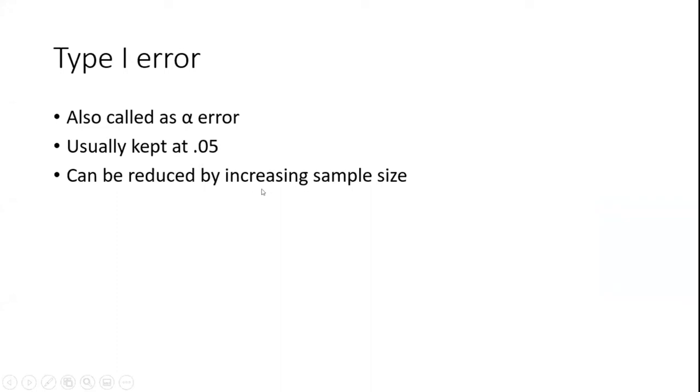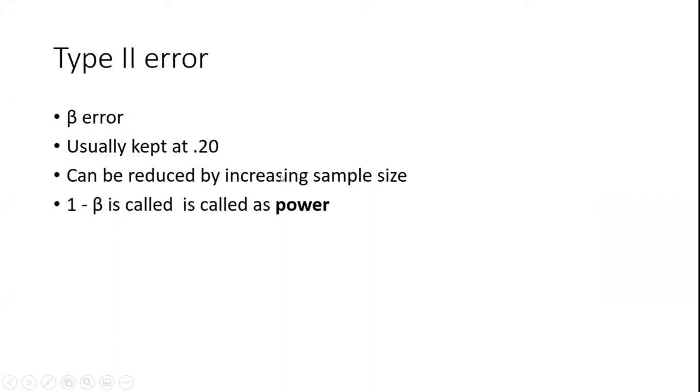How do you reduce it? By increasing sample size. Type 2 error is not so serious an error. It is called beta error, usually kept at 0.2, and again can be reduced by increasing sample size. And 1 minus beta is called power. So we say 80% power. 80% power means you have assumed type 2 error as 0.2.